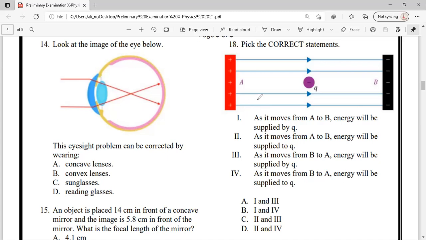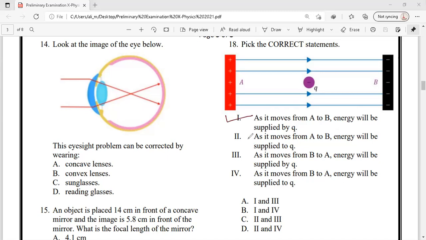Let's apply a concept here: whenever a charge moves in the direction of the field, energy is supplied by the charge. Similarly, when a charge is moved opposite to the direction of the electric field, energy is supplied to the charge. So in condition A, as it moves from A to B, energy will be supplied by the charge.